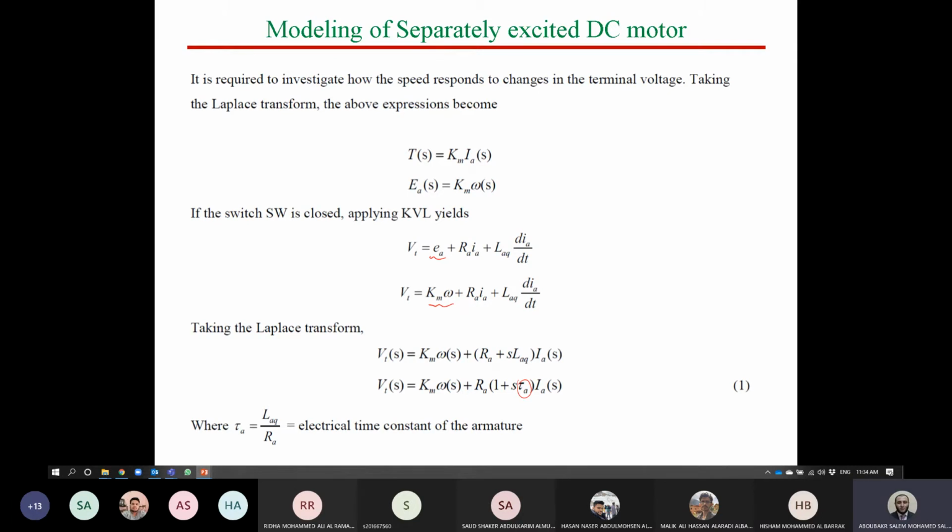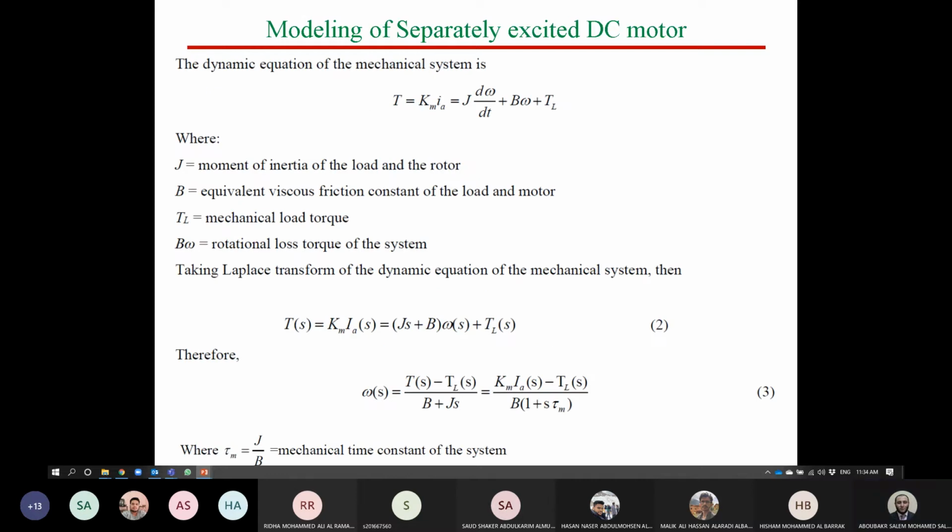Okay. Now, after obtaining the electrical model, let's start with the mechanical model part. Any mechanical motor, guys, we can represent the mechanical motion by something called the dynamic equation.